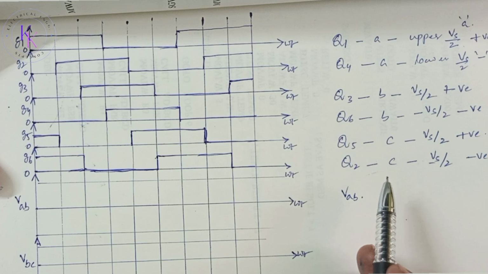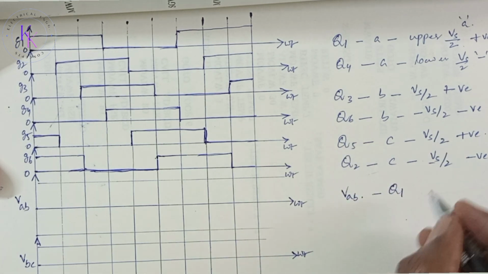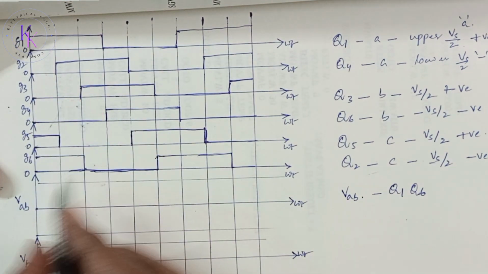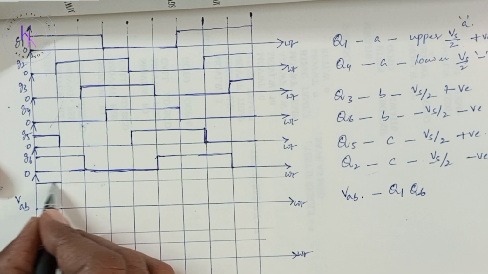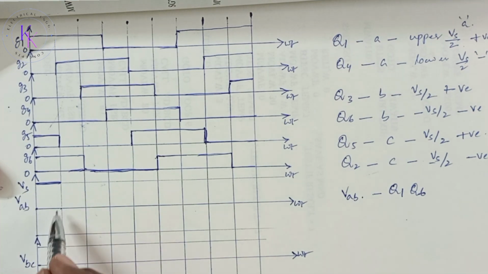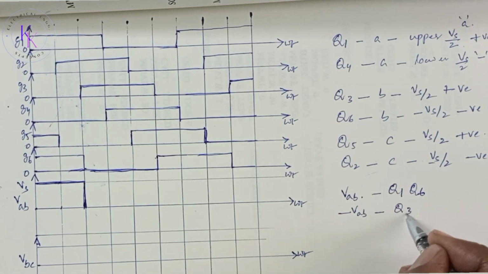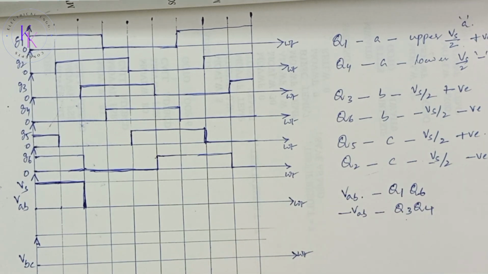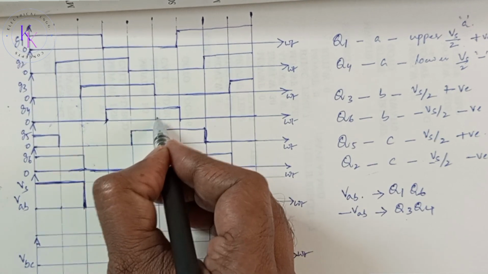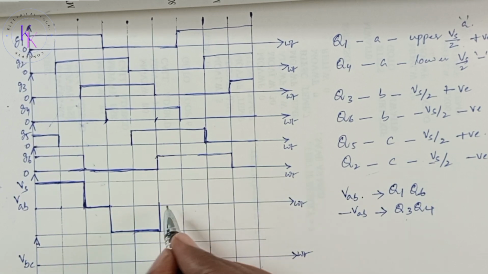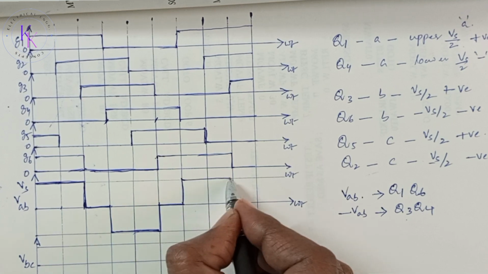VAB will be positive when Q1, Q6 are turned on. Let us see, in 60 degrees, G1 and G6 are on, so VAB will be present and the value will be Vs. And from 60 to 120 also G6 and G1 are present, so this is going to be Vs. Now to get minus VAB, Q3 and Q4 should be turned on. G3 and G4 are on from here to here. So from here to here we'll be getting minus VAB. Then again at 2 pi we are going to get a positive voltage.